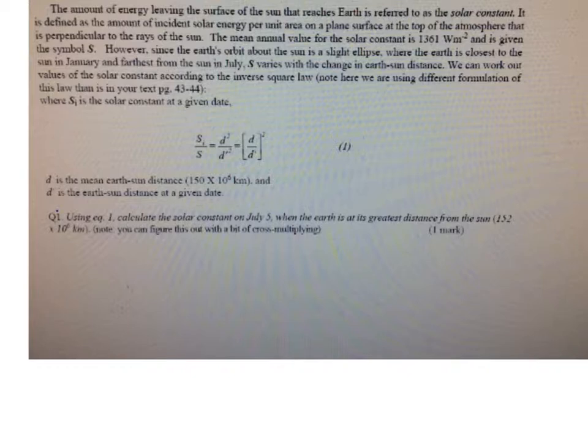Okay, so the first thing you want to do is identify which things are going to be substituted into the formula. This number here is S, and so that's going to go right here in the bottom of the equation. S1 is the solar constant at any given date. That's your S1 there. So it's your unknown. That's what you're trying to solve for. So I'm going to start writing up here. I'm just going to write S1 over 1361.